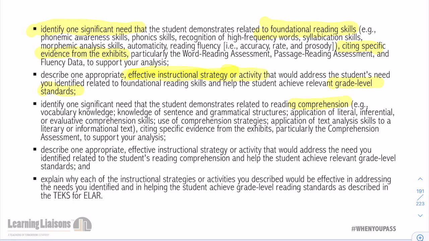So vocabulary knowledge, knowledge of sentence and grammatical structures, something like that. Again, citing evidence from the exhibits, from what they're showing us, her data. Then we're going to describe an effective instructional strategy or activity for that need, again looking at grade level standards. Then finally, the last part of your essay is you are going to explain why each of the instructional strategies or activities you describe would be effective in addressing the needs you identified and in helping the student achieve grade level reading standards as described in TExES. So we're going to explain our answers and make sure we hit the TExES.